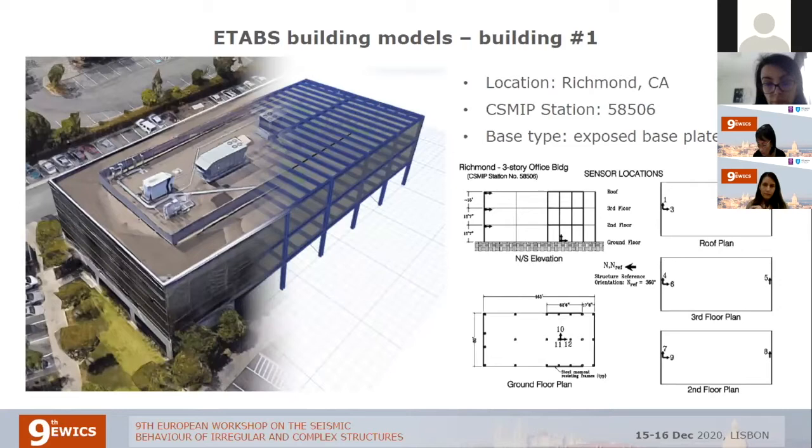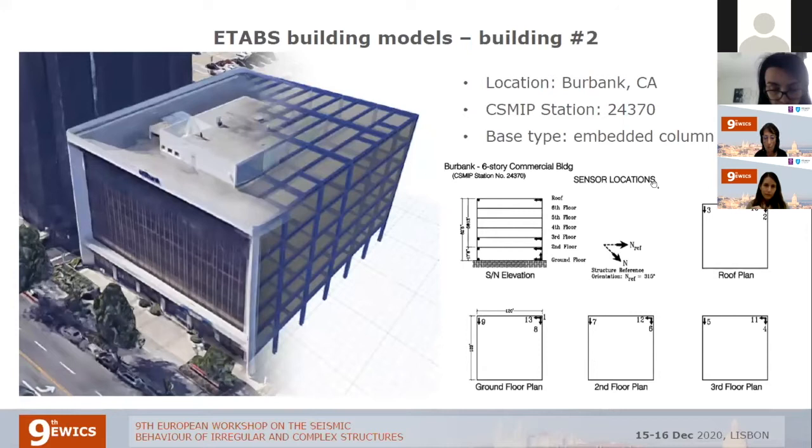And the second building is a six-story commercial building located in Burbank in the Los Angeles basin. This building has embedded column bases. It was instrumented with 13 sensors, and there are 7 ground motions available for this one. For both of them, you can see the CSMIP station number.